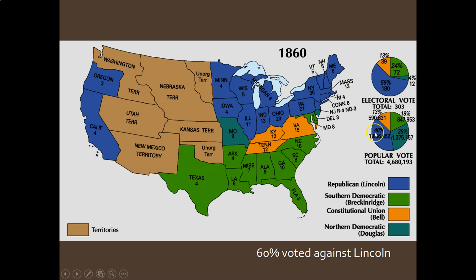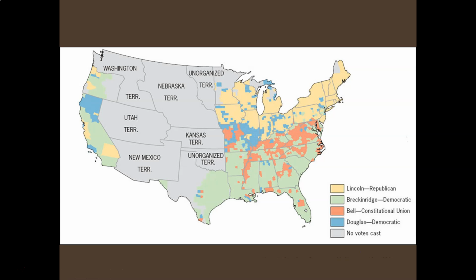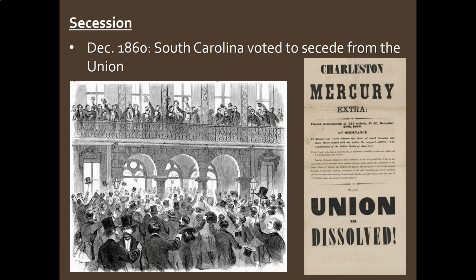Now, if you look at the popular vote, guys, you'll notice that Lincoln gets 40% of the popular vote, which means 60% of all Americans voted for someone other than Lincoln. So Lincoln is certainly a guy that's going to enter office with a lot of people across this country not liking him very much. Here it is by county. You can see Bell, a lot of popularity here in the middle, in the kind of the buffer states, and Lincoln taking the North.